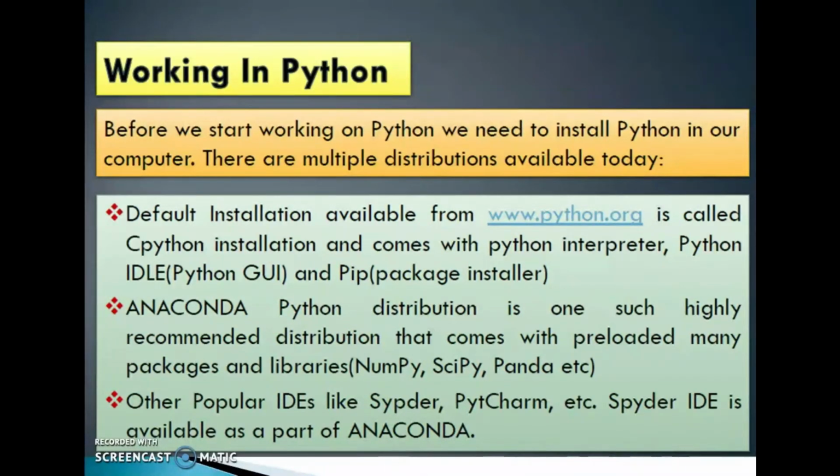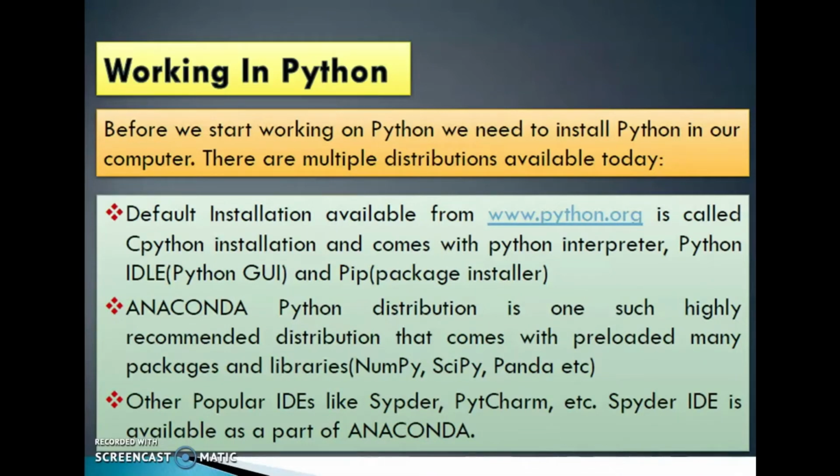There are multiple distributions available today. So many distributions are there, and we can use any of them. The default installation available from the site www.python.org is called CPython installation and comes with the Python interpreter, Python IDLE, that is the Python GUI, and pip. Pip is the package installer. From this default installation of Python, we will get the Python interpreter, Python IDLE and pip.